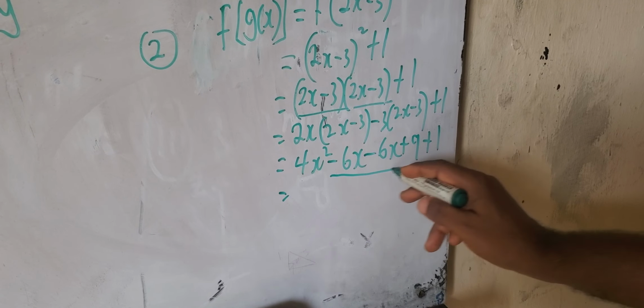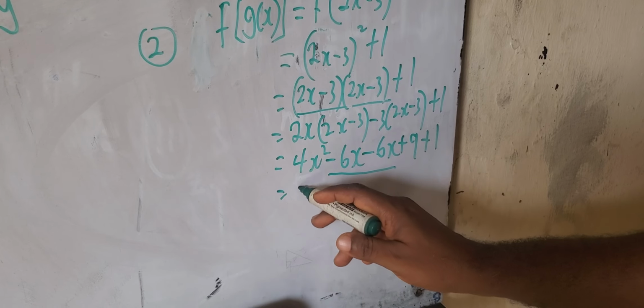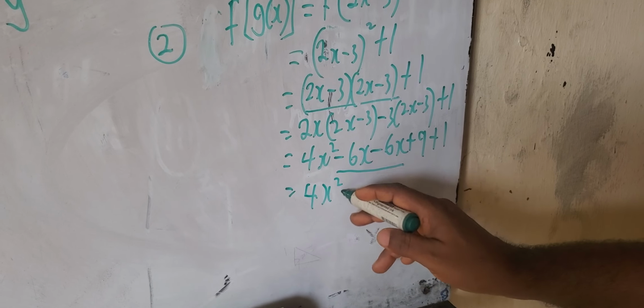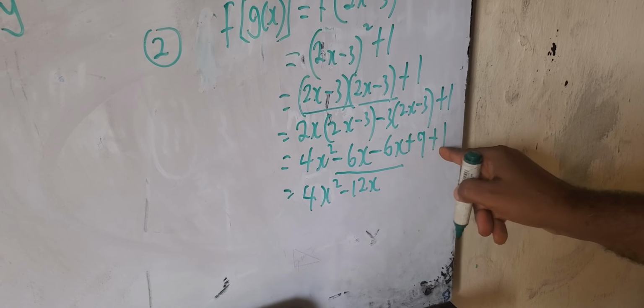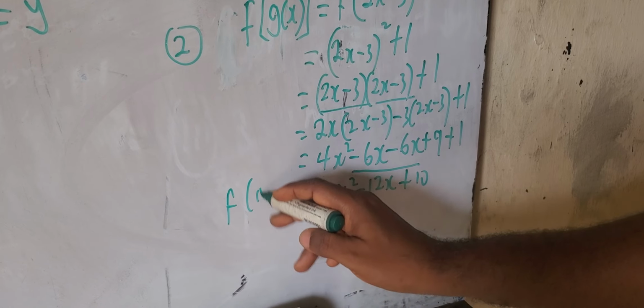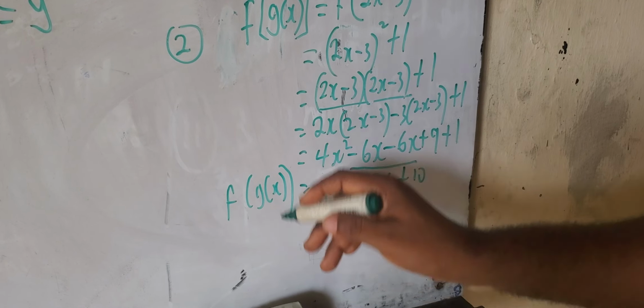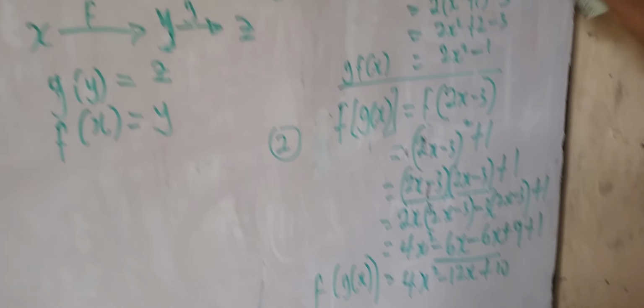So these two are like terms. Minus 6x minus 6x is minus 12x. So we have 4x squared minus 12x, then plus 9 plus 1 gives us plus 10. So this expression that we have here is f of g of x. That is the idea of a problem under composite function.